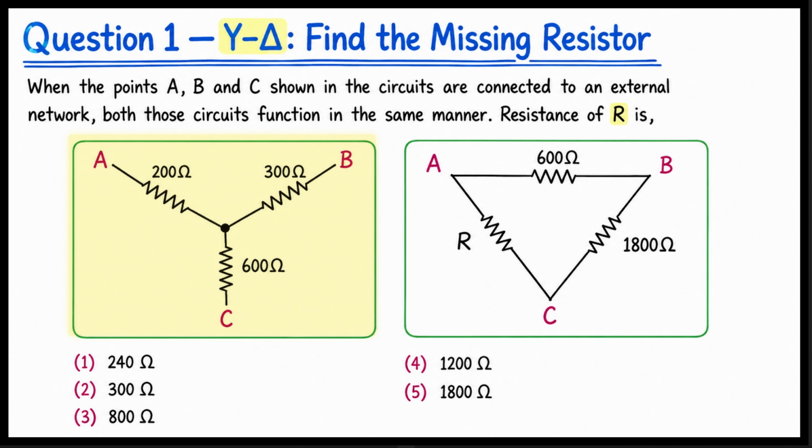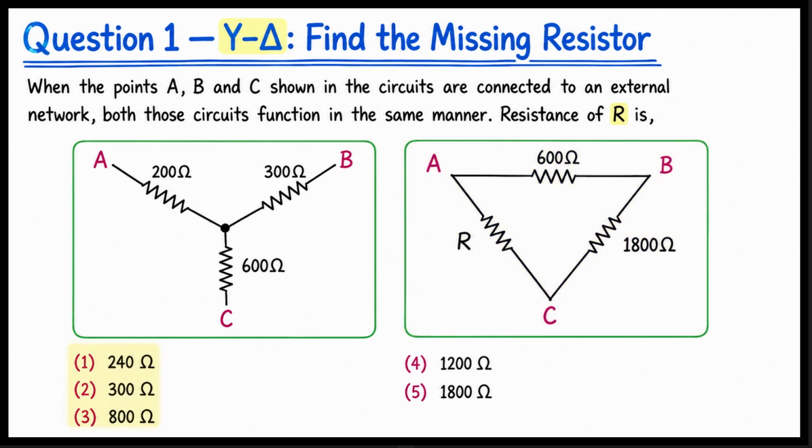Before you solve, take a good look at the diagrams. The Y has 3 resistors meeting at a center node, 200 ohms between A and the center, 300 ohms between B and the center, 600 ohms between C and the center. The delta on the right has 600 ohms directly between A and B, 18 ohms directly between B and C, and the unknown R between A and C.